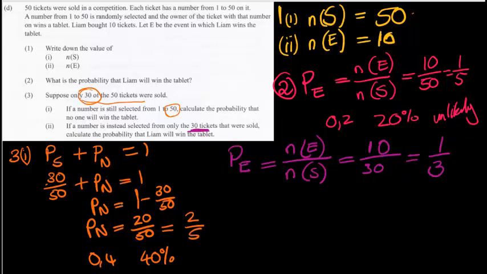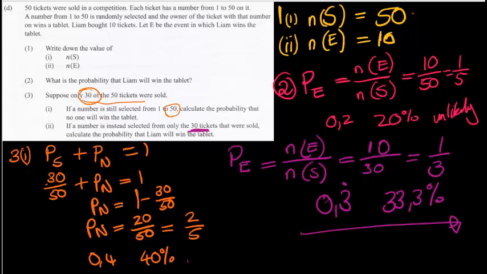So as a decimal, this becomes 0.3 recurring. As a percentage, it's 33.3% recurring. So again, it's more likely than in option number 2, but still less likely than if no one was to win, right? Okay, that's the answer to this question.